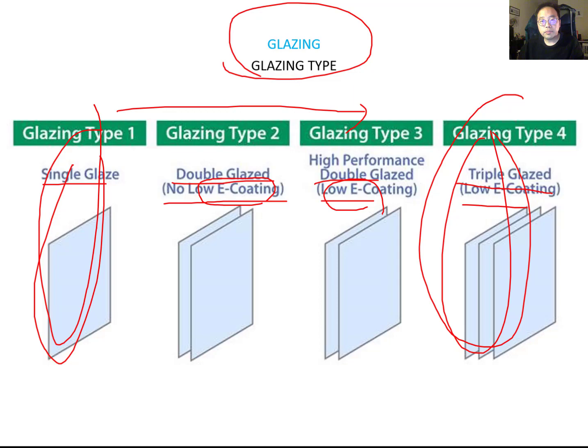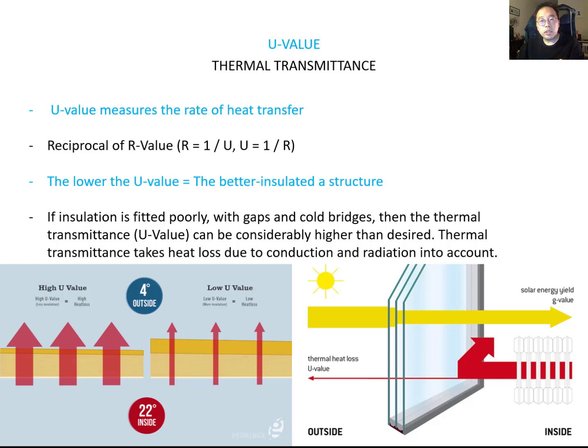U value has an inverse relation with the R value. When you're measuring solar energy and the glazing performance, you should use the U value. The U value measures the rate of heat transfer. What is the meaning? Higher U value means more heat coming from outside. Lower U value means lower heat transfer happening.